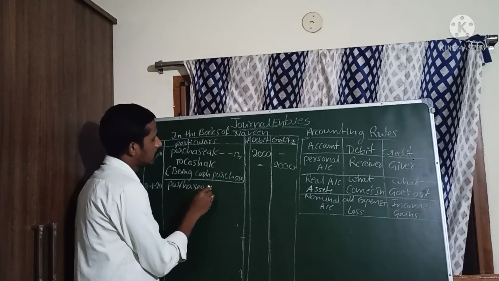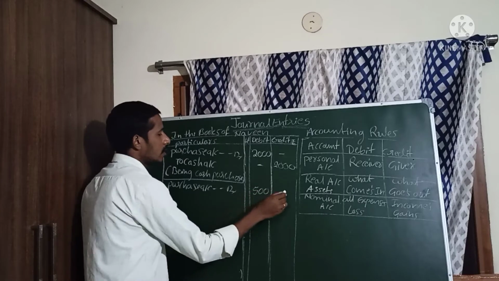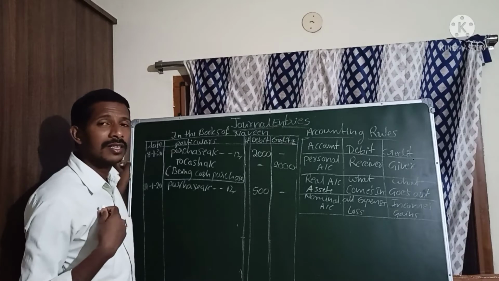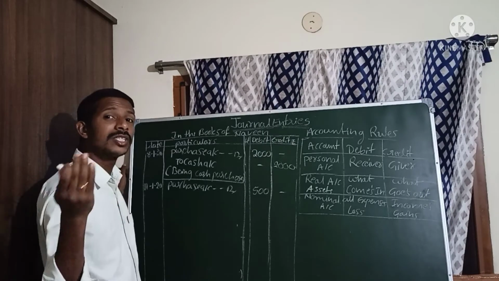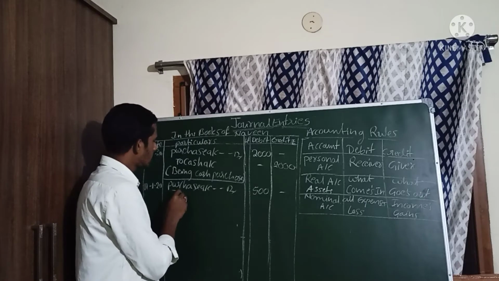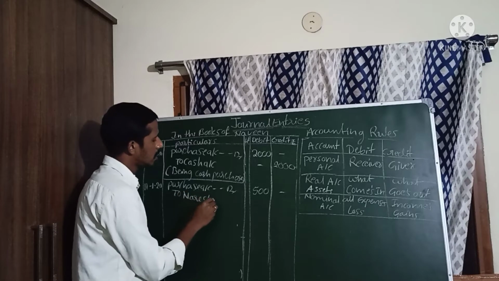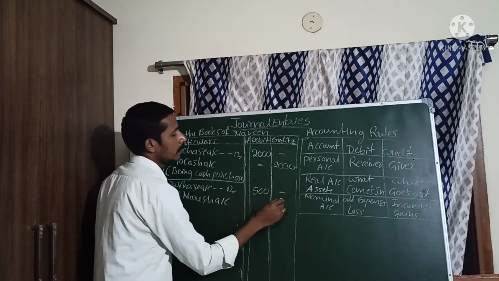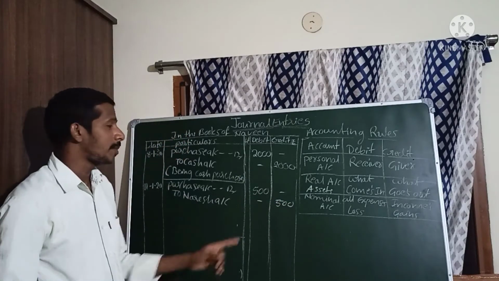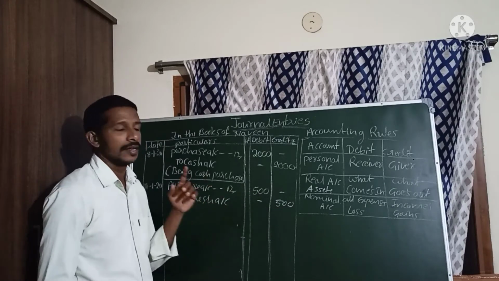Purchase account debit, for example 500, in the debit column. And who is the giver? We are purchasing and Naresh is giving. We are purchasing from Naresh, so he is a giver. Giver is credit. To Naresh account, 500. Okay, debit column 500, purchase 500 debit, Naresh 500 credit.